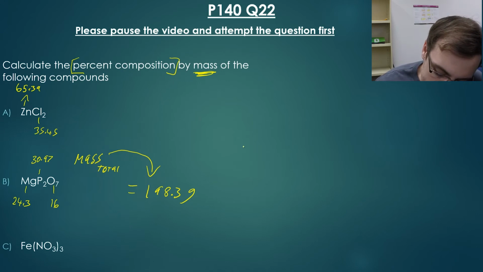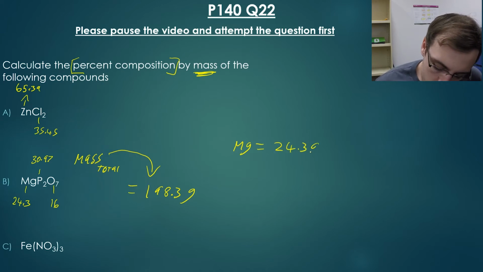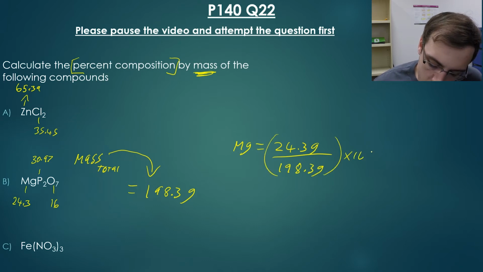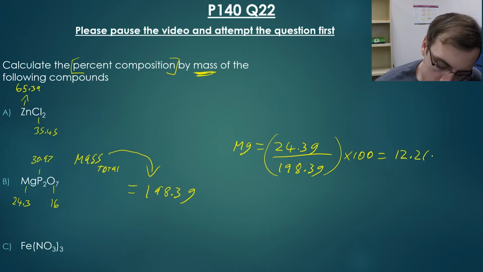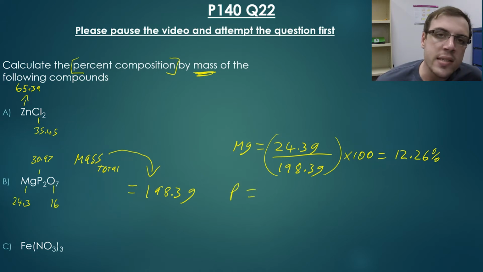Now again, we calculate the percentages of each individual element in this compound. So we have a look at magnesium first. Magnesium's mass is 24.3 divided by the total mass, which is 198.3, times 100, which will equal 12.26%.